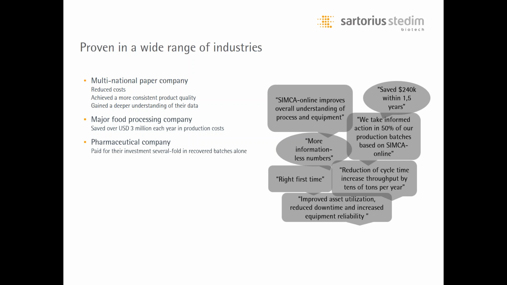We saved $240,000 within a year and a half. We take informed action on 50% of our production batches based on Simca Online. More information, less numbers. This is, of course, an advantage with multivariate technology as a whole. Right the first time, reduction of cycle time, increase throughput by tens of tons per year. That can be another objective.